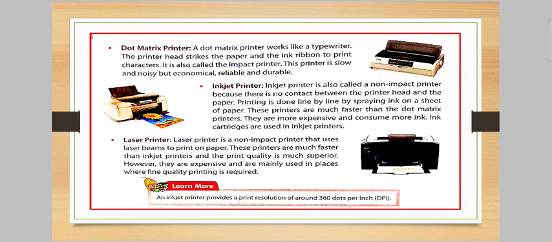Printing is done line by line by spreading ink on a sheet of paper. These printers are much faster than dot matrix printers. They are more expensive and consume more ink. Ink cartridges are used in inkjet printers.